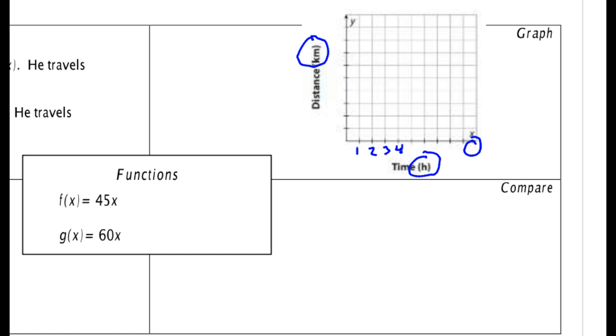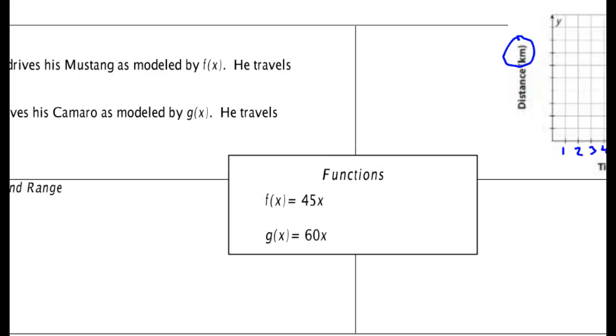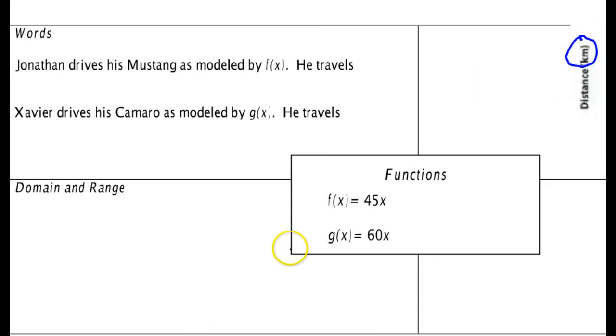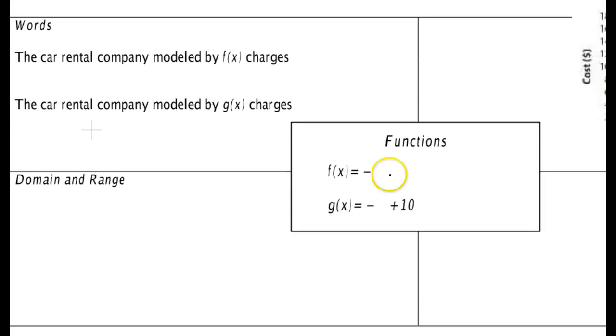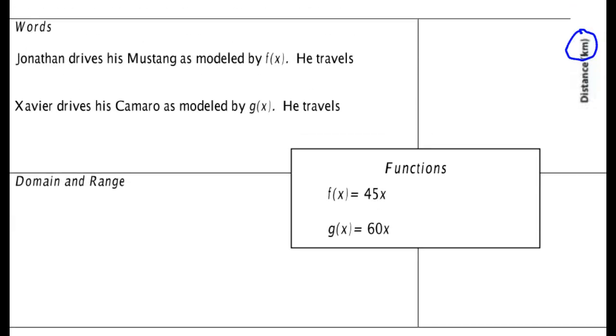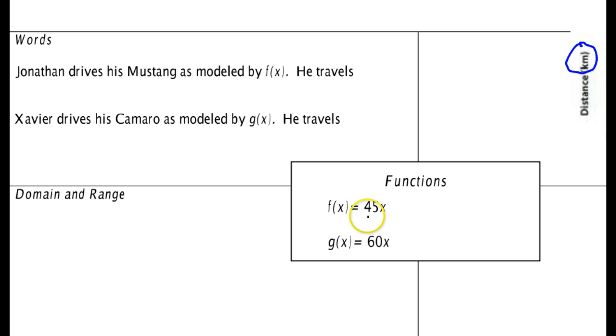For the problems like the Mustang and Camaro one, and the Camaro company, when they give you the actual functions, do I write, like, okay, for the Jonathan Johnson Mustang as modeled by f of x, do I write 45x next to that in the words, or no? And then how do I graph that? Or where do I start?